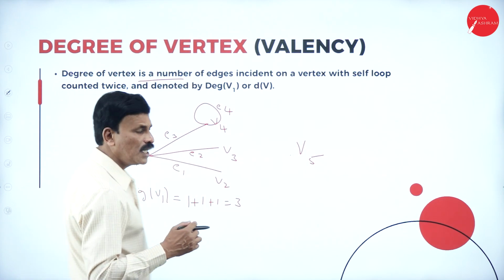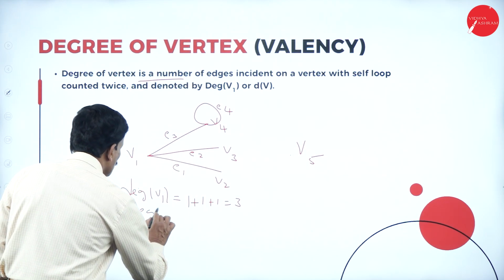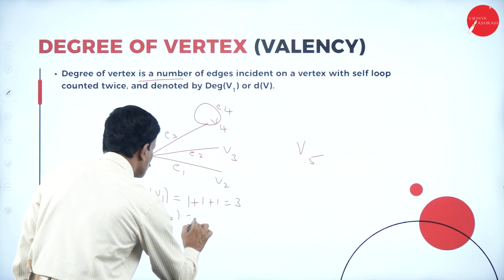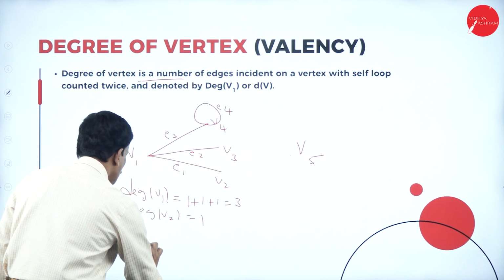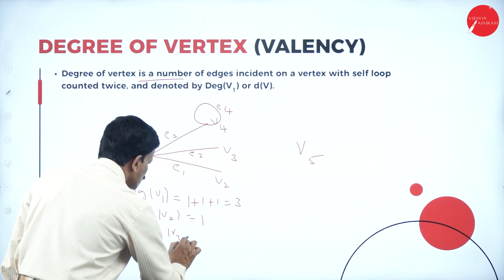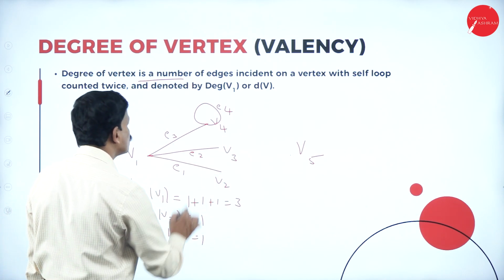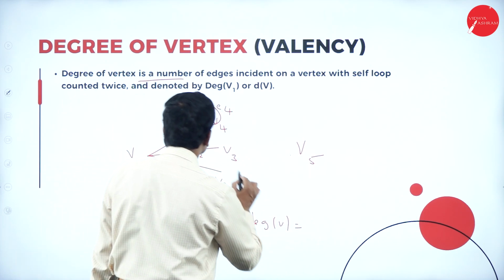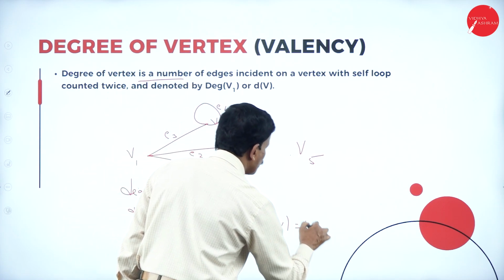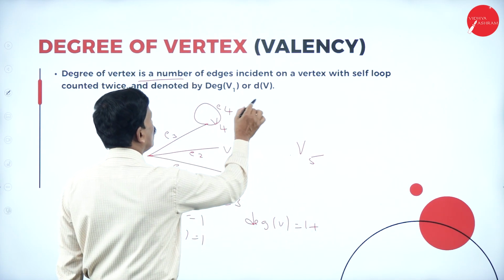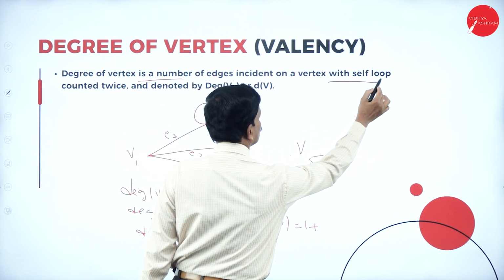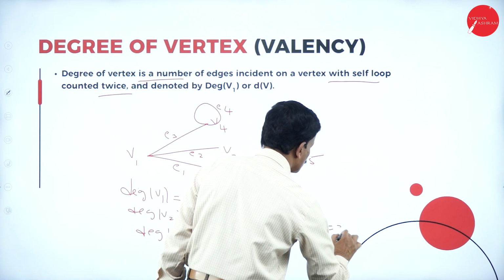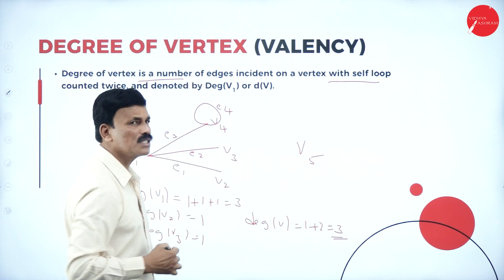Similarly, degree of V2. For V2 there is only one edge, therefore degree of V2 is equal to 1. Similarly, degree of V3 is also equal to 1. Degree of V4: this has 1 edge plus a self loop. According to the definition, a self loop is counted twice. So, this is 1 plus 2, which is equal to 3. So, the degree of V4 is equal to 3.